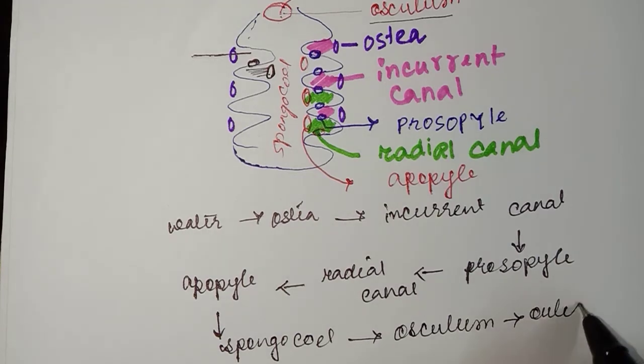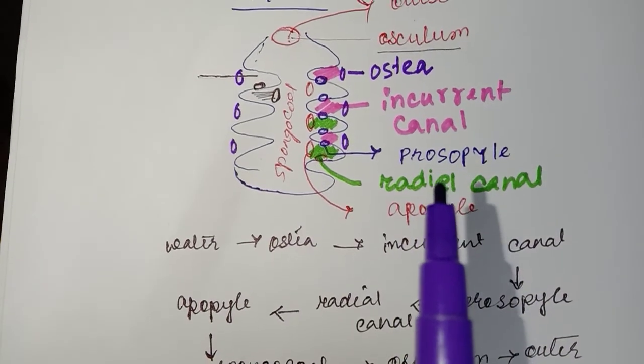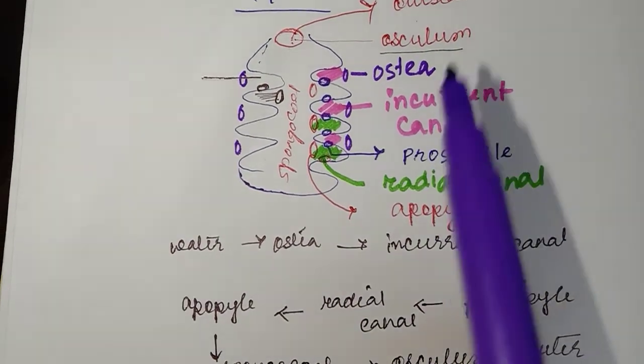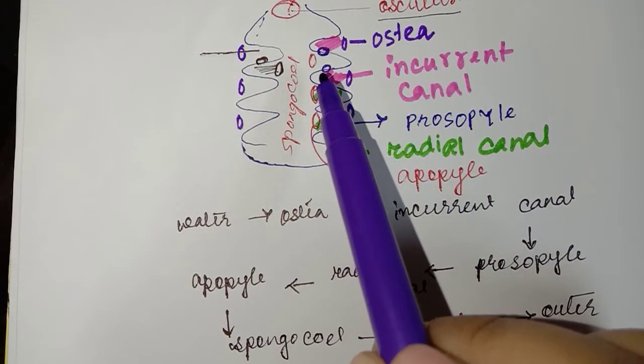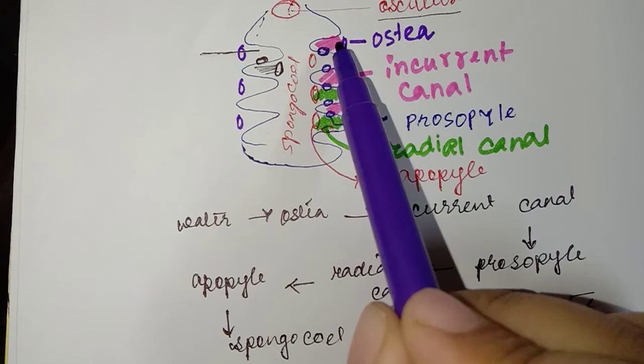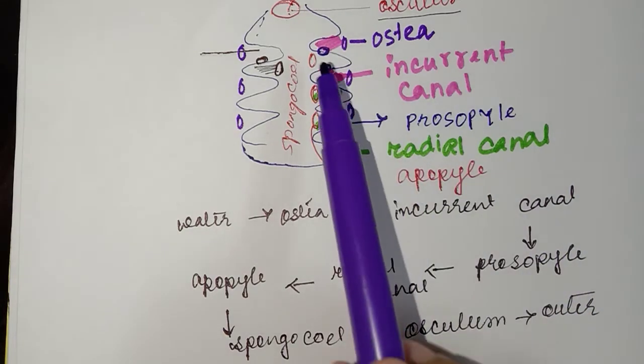So this is the movement of water. First of all, water will enter with the help of the ostia into the incurrent canal. This pink colored lining is a canal called the incurrent canal.